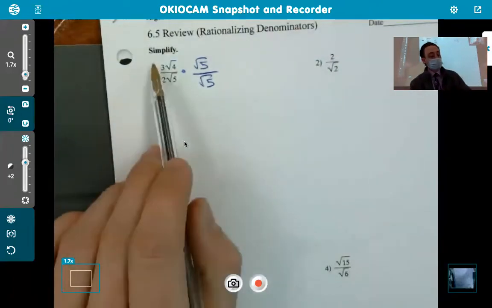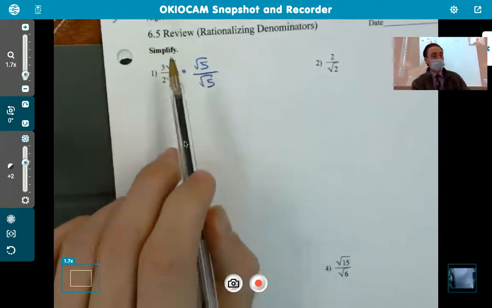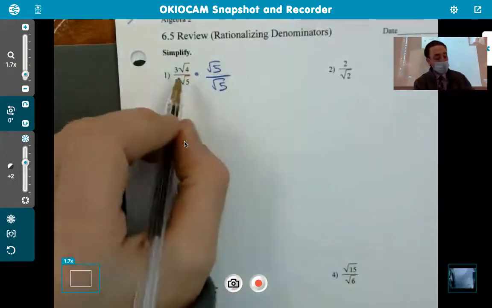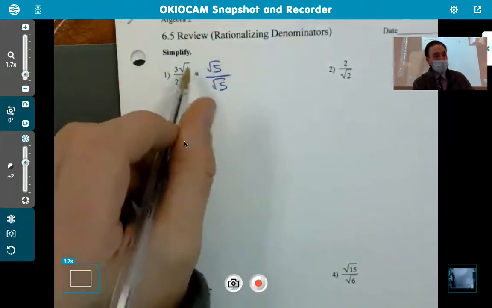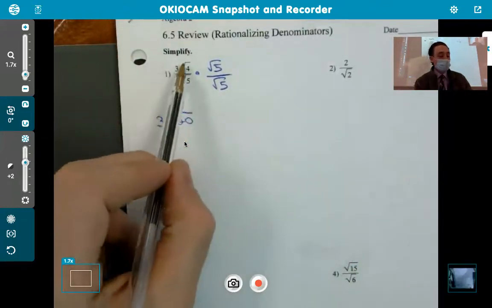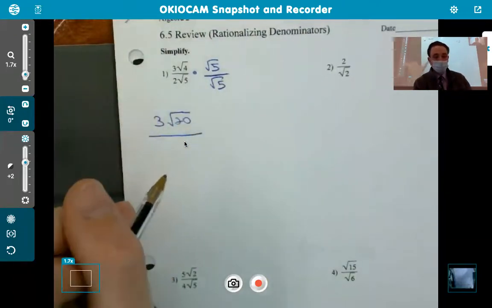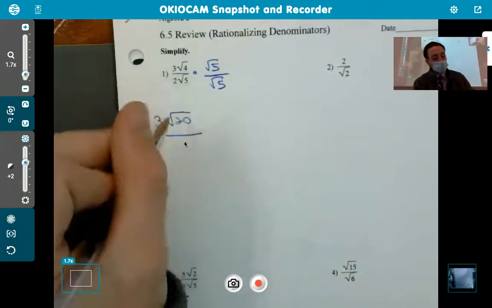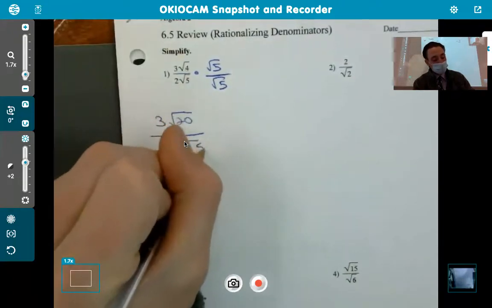So this is really 3 times root 4 times root 5 in my numerator. Well, I can only multiply terms that are the same. So constant terms with constant terms, radical terms with radical terms. It's the only way that I can simplify. So this is really 3 times root 4 times root 5. Well, root 4 times root 5 is the same thing as the square root of 20. You just multiply those terms together and keep it underneath a radical. In my denominator, I have 2 times root 5 times root 5. Well, if I simplify that the same way, that's 2 times root 5 times root 5, or root 25.